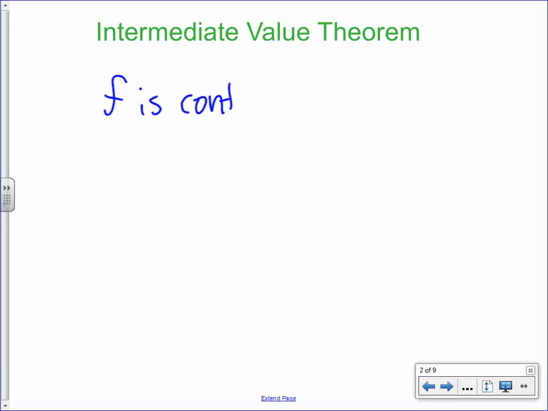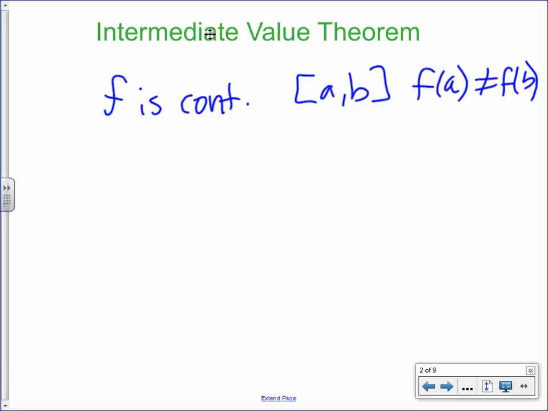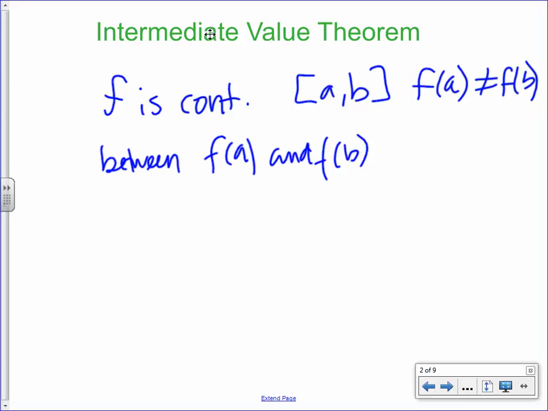So if f is continuous from A to B, where those function values differ, then between f of A and f of B, there is at least one number C in the interval where f of C is K. And where does that K have to be? K has to be between f of A and f of B.